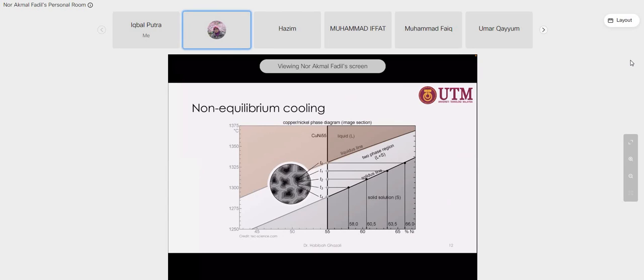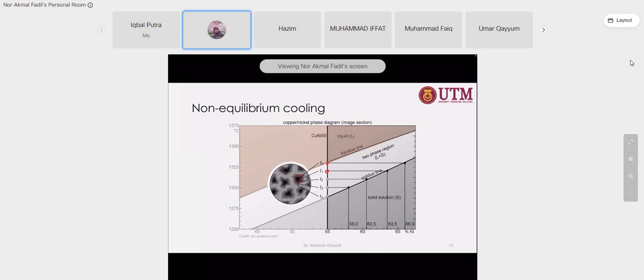Alright, copper-nickel phase diagram. This is a portion of the copper-nickel phase diagram. At this point, let's label it as T0. It is the first, where nucleation will occur. Upon reduction of temperature, the diffusion will occur around the nucleus.